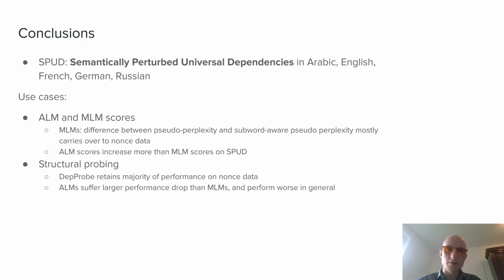This result is strengthened by a syntactic probing experiment in which we see that a majority of the probe performance is retained while testing on nonce data, but autoregressive models suffer a larger performance drop than MLMs and also perform worse in general.